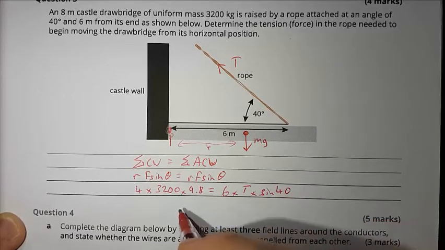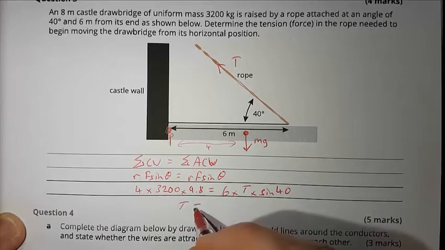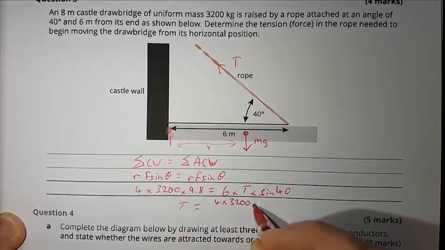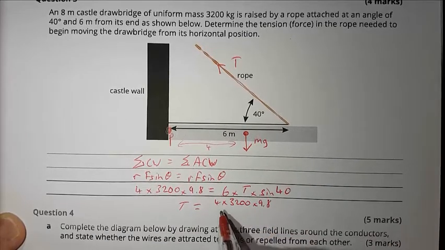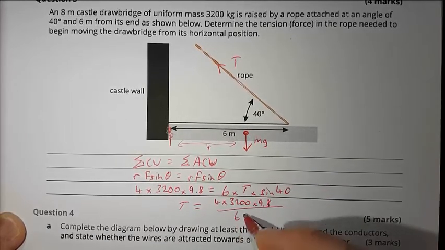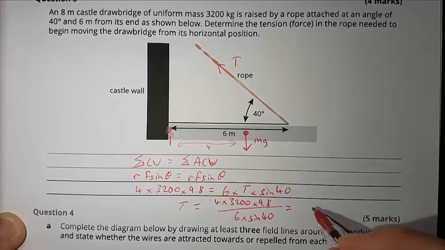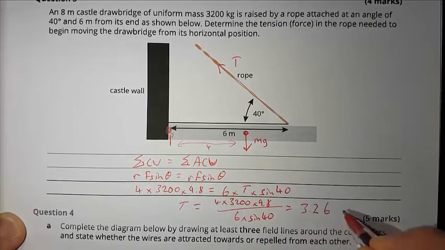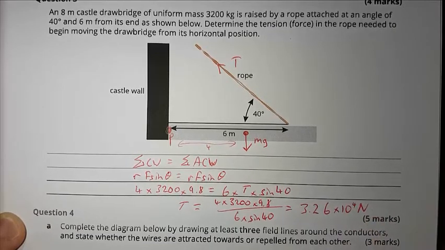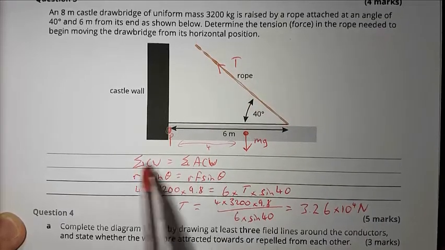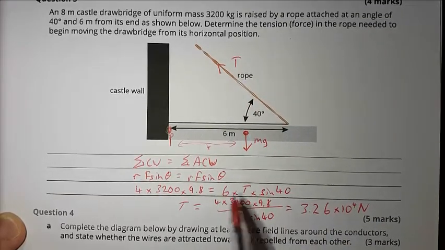So from here you just get it out: T equals 4 times 300 times 9.8 over 6 times sine 40. Put that in your calculator, you should get 3.26 times 10 to the 4 newtons. So the marks will be probably identifying the correct way of doing it. You might get a mark for this, definitely a mark for this working, and a mark for the final answer.